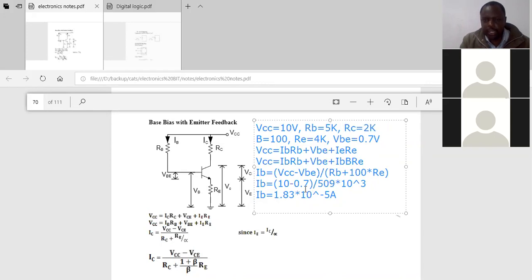You know, IB is not supposed to be in the milliampere range. That would be a very high current for IB. It can actually damage the transistor. So usually when you are designing an amplifier, these are some of the things you look at.